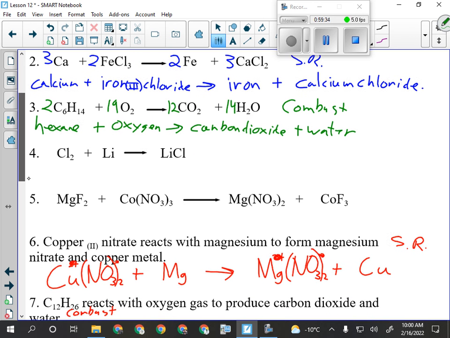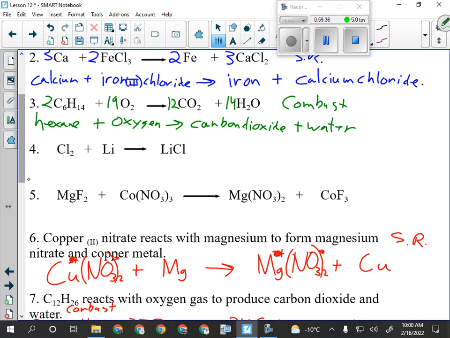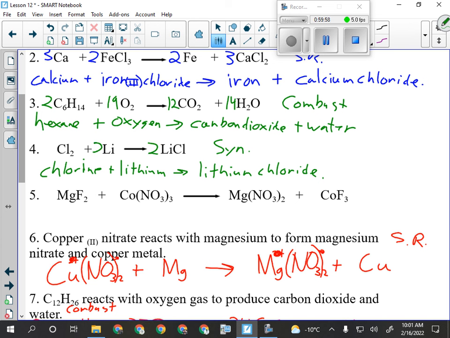For number 4, okay, we've got 2 elements reacting to form a compound. So that's a synthesis reaction. Chlorine plus lithium gives us lithium chloride. Right, and we've got 2 here as our biggest number, so a 2 there balances the chlorines, a 2 here is needed to balance the lithiums, and that one's done. Questions on that one?